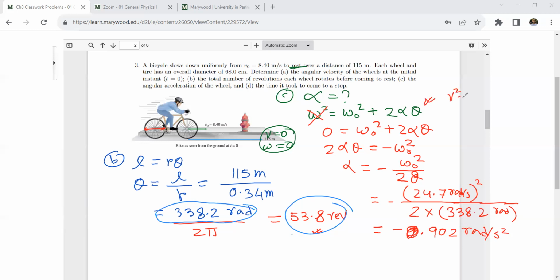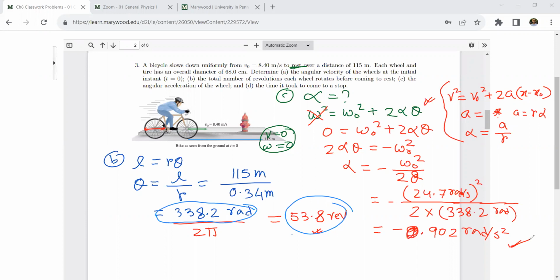You can use this equation to solve this, or you can even use this equation: v squared equals v0 squared plus 2a times x minus x0. This equation will give you a. You can solve this equation for a, and then determine alpha from a. How? You can use a over r, because a equals r alpha. You can use this or you can use this, whatever you prefer should be fine.